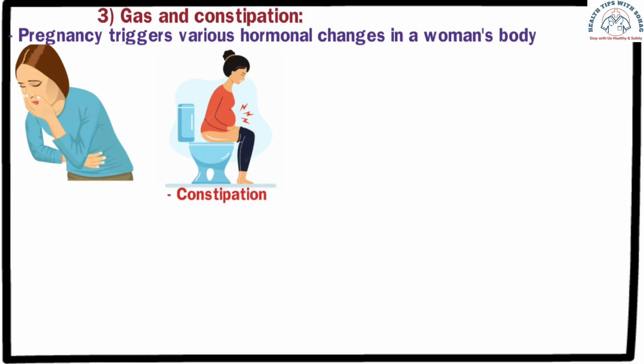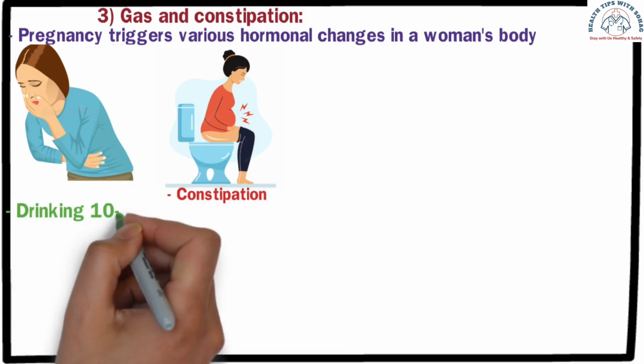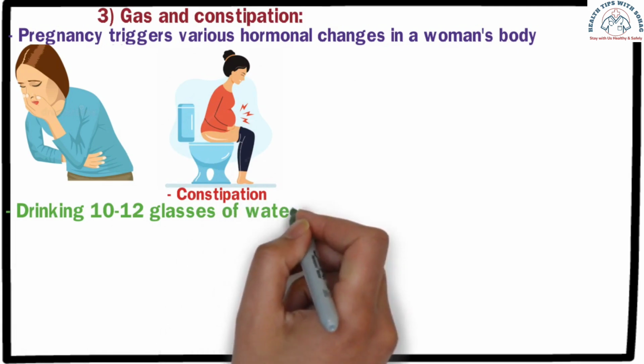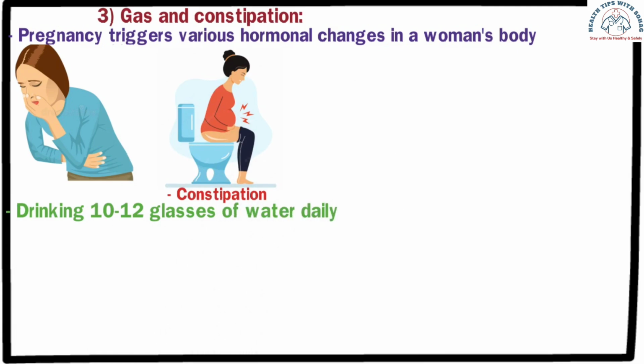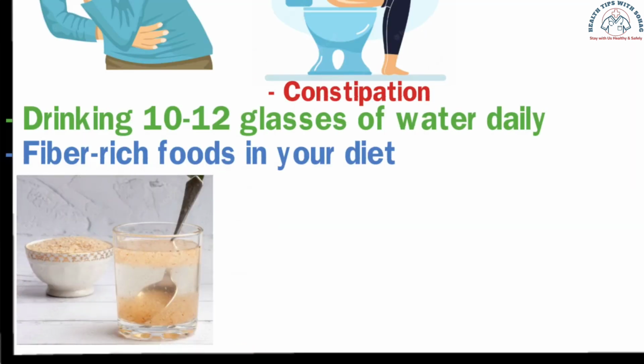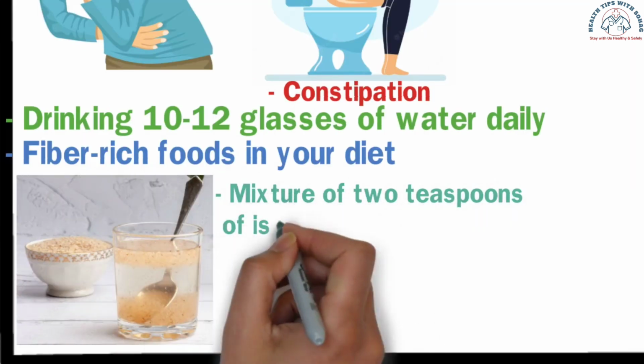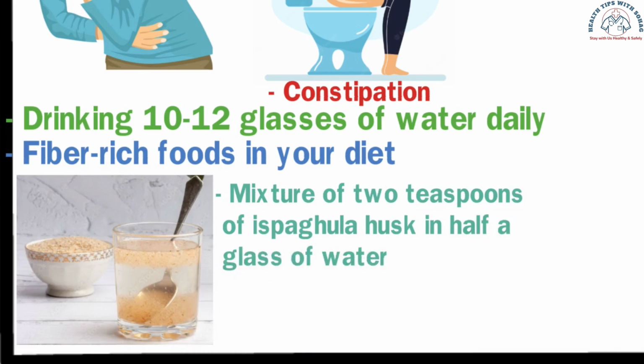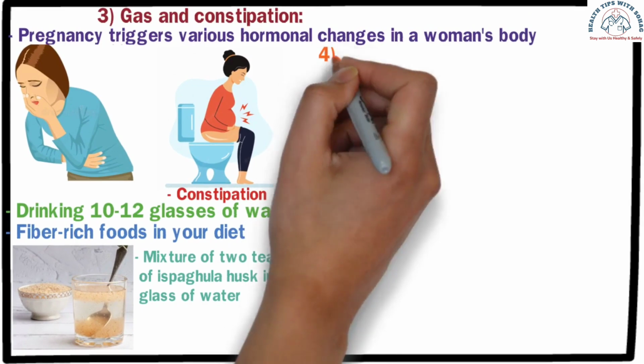To address these issues, it is recommended to stay well hydrated by drinking 10 to 12 glasses of water daily. Include fiber-rich foods in your diet and consume a mixture of 2 spoons of psyllium husk in half a glass of water. It can be beneficial for managing constipation.